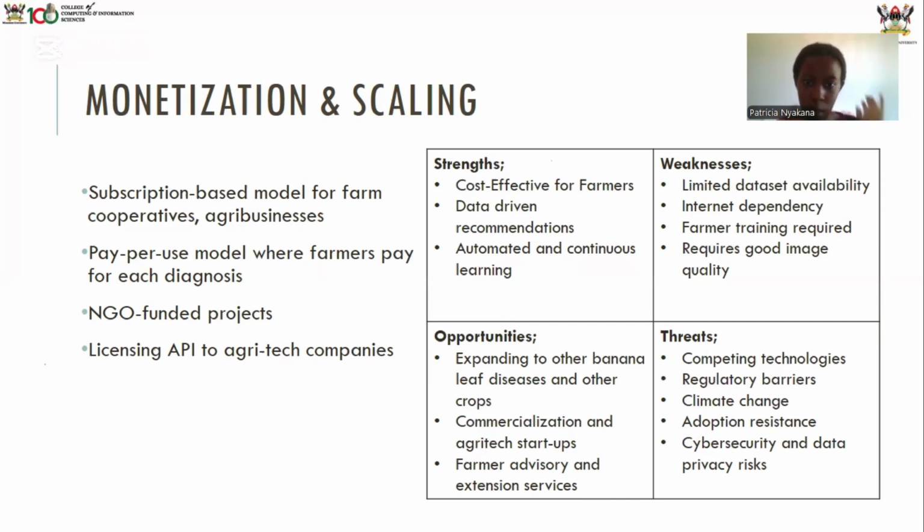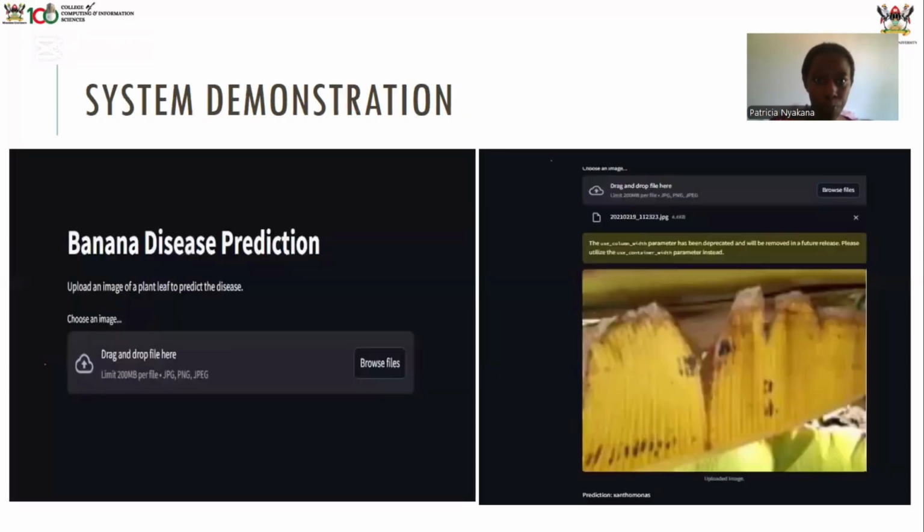Then some of the opportunities include expanding to other banana leaf diseases such as fusarium wilt and also other crops, other common food crops. Then there's also commercialization and agri-tech startups and farmer advisory and extension services. Then some of the threats are competing technologies, regulatory barriers, climate change, adoption resistance, and cybersecurity and data privacy risks because we are going to be handling a large amount of data from different users, those other farmers.